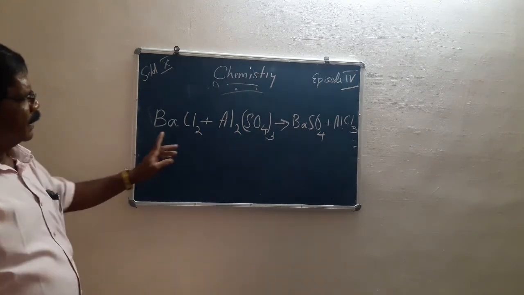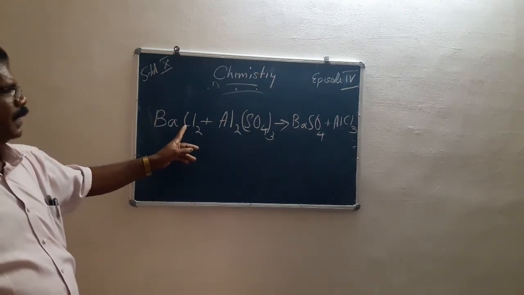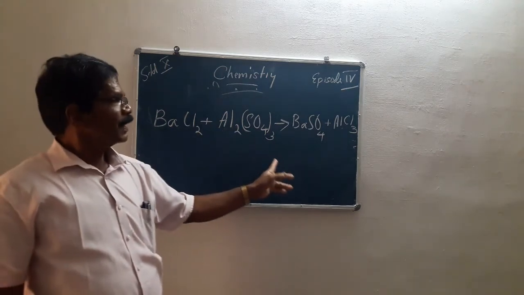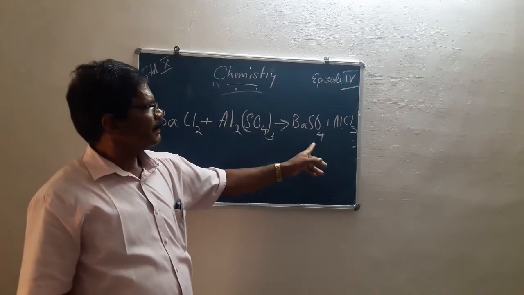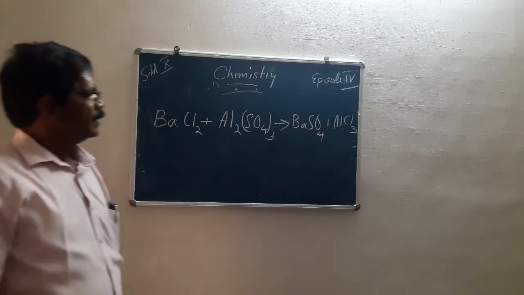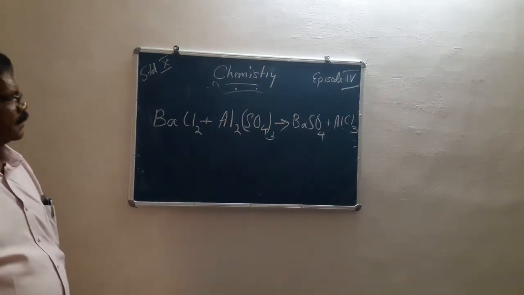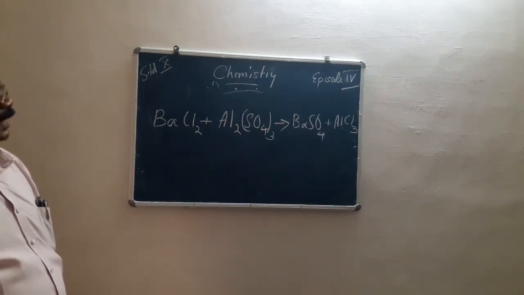What are the reactants here? Barium chloride and aluminum sulfate. What are the products here? Barium sulfate and aluminum chloride. Then our next question is whether the equation is balanced or not balanced.